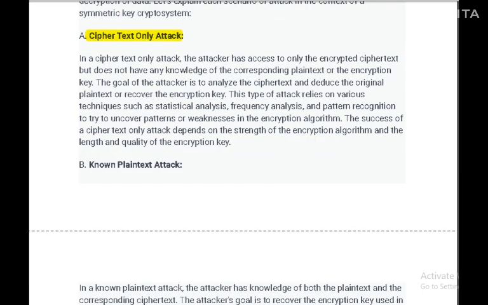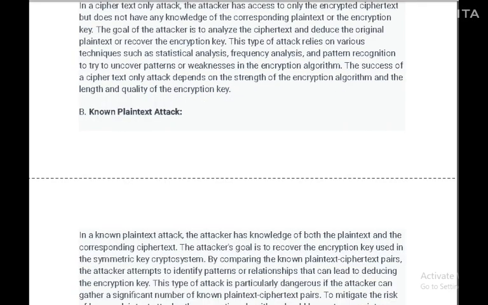So in the ciphertext only attack, the attacker has access to the ciphertext that is generated by the user, but doesn't have access to any plain text or the key that is used for the encryption system. So it is quite difficult for the attacker to generate the plain text or analyze the key from the system. It is the most difficult type of attack and needs proper management and planning.